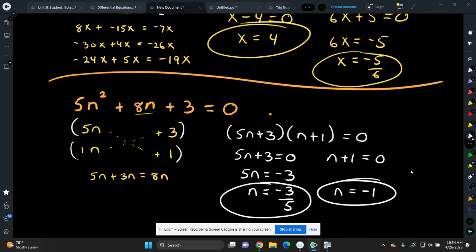Okay, let's put your books away. Grab a calculator if you need a calculator to help you with the factoring. We're going to do our quiz. There you go.